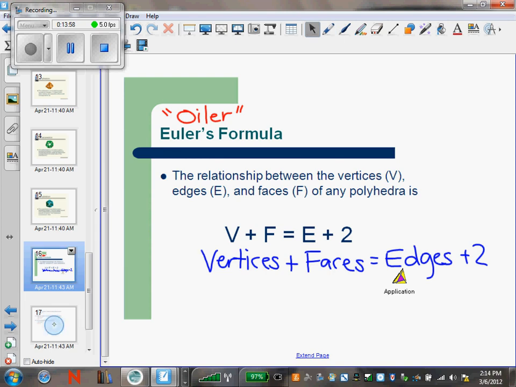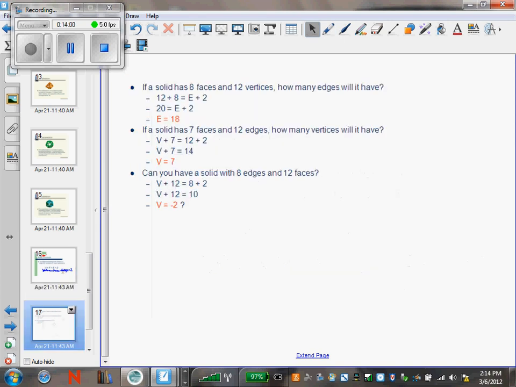I will check all of these notes tomorrow in class. So here's some examples of Euler's formula. I will check your notes, and then I will also check that you have done the mini investigation number 36 on page 526.